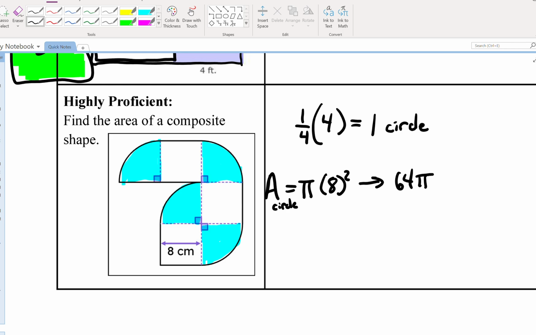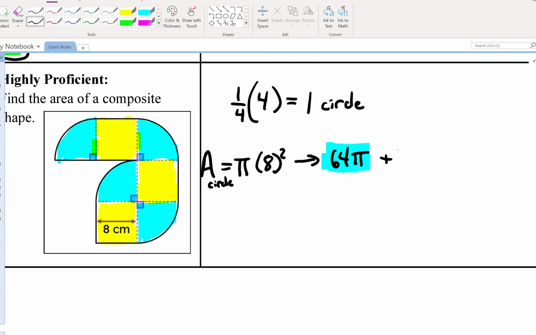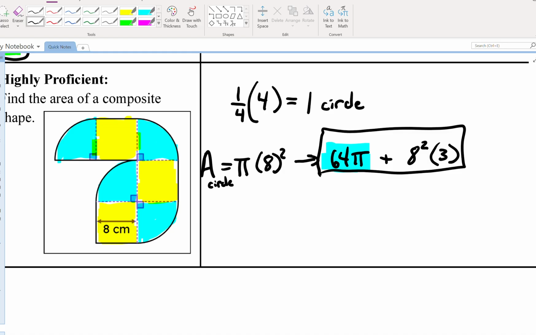And then on top of that would be this part right here. I've got 1, 2, 3 squares, and they are all the same too. Each of those are 8 times 8, 8 centimeters by 8 centimeters. And so that would be 8 squared, but there are 3 of them, so I'm going to multiply that by 3. And if I put this in my calculator, that will give me the total area of this composite figure.